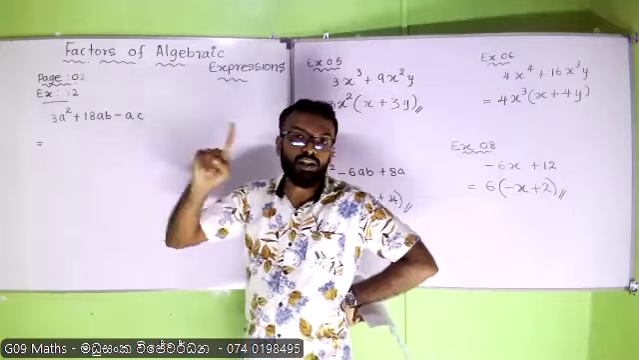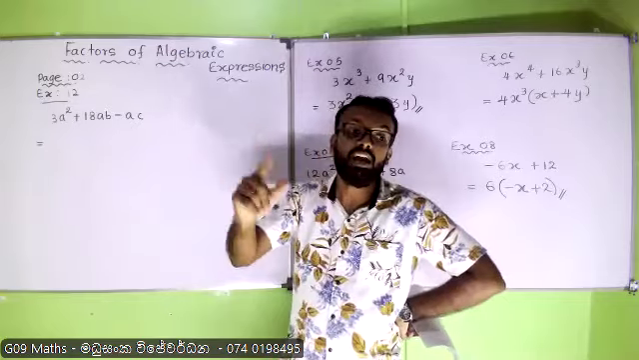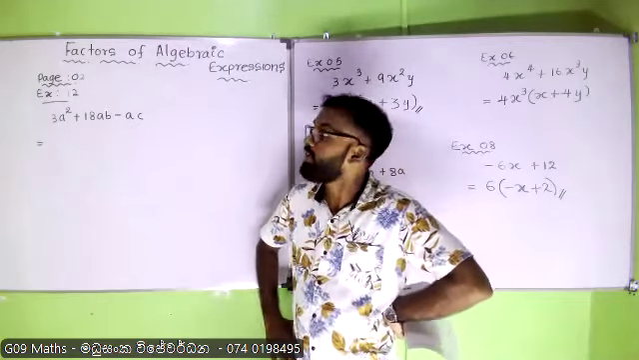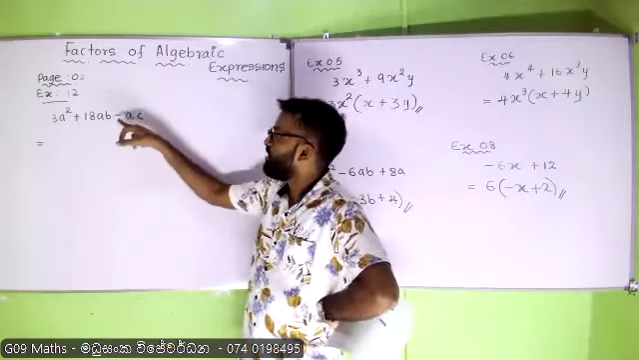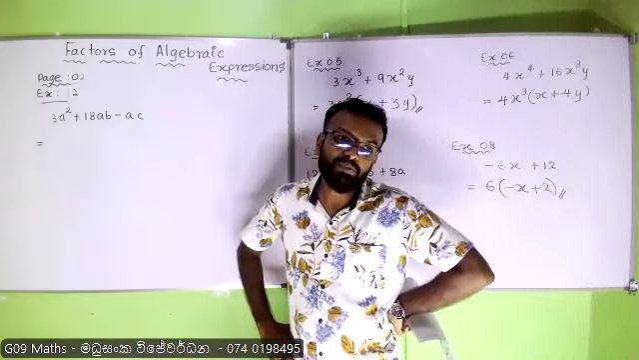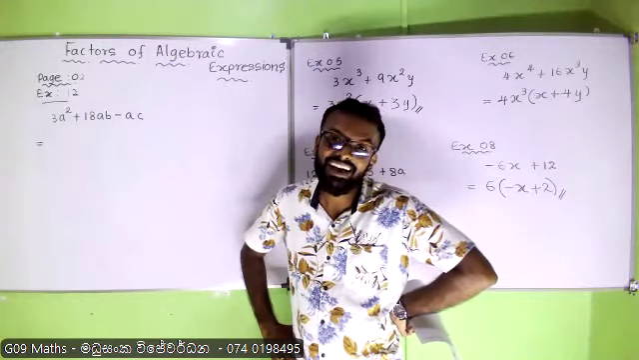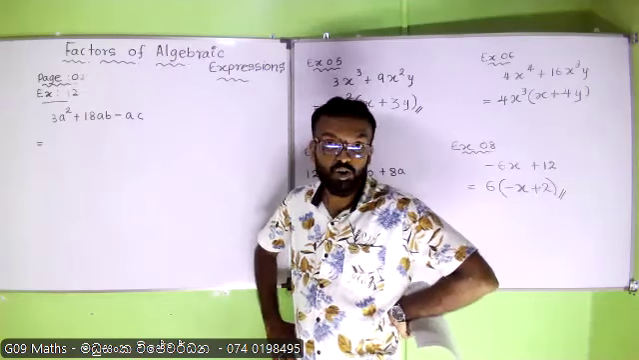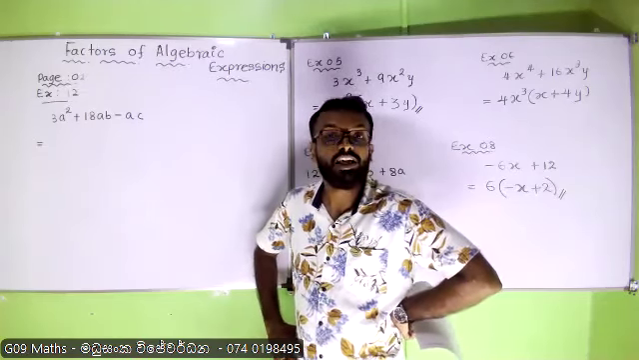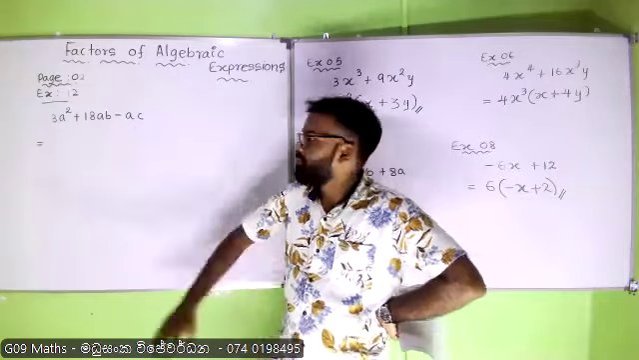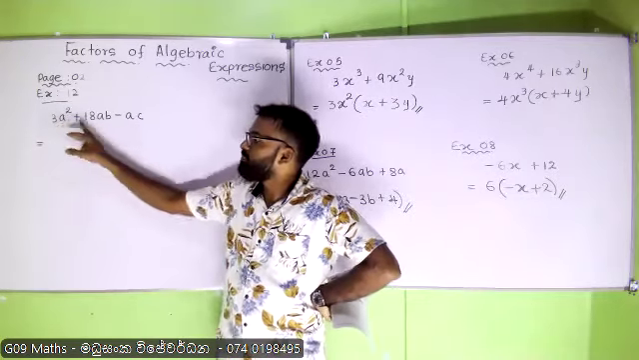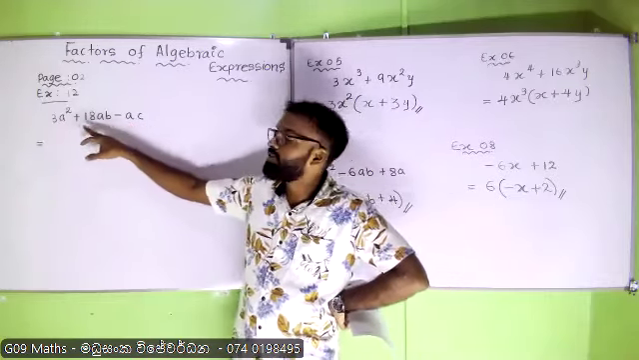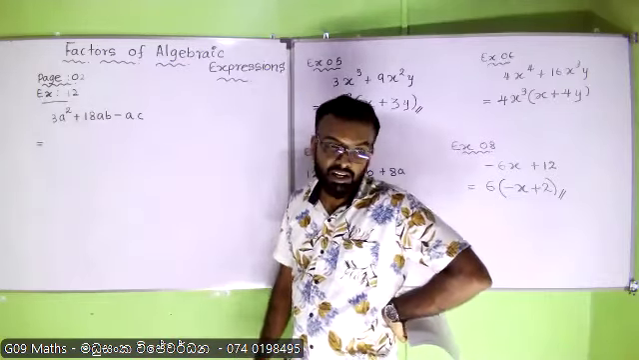Why are you going to take 3A out? Why 3? Is 3 common for this one and this one? No, right? So you are going to take only A out. So 3 is common for this term and this term only. Here you do not have any number 3, so that number 3 is not common. Keep that in your mind.